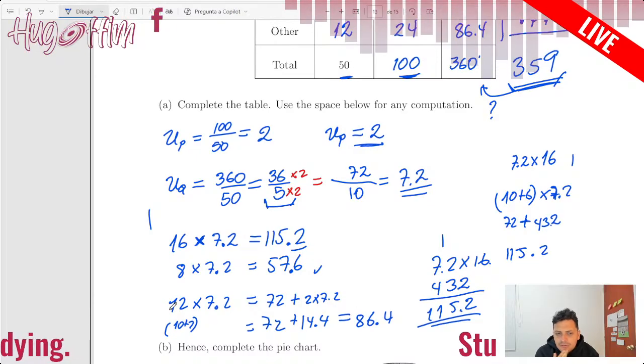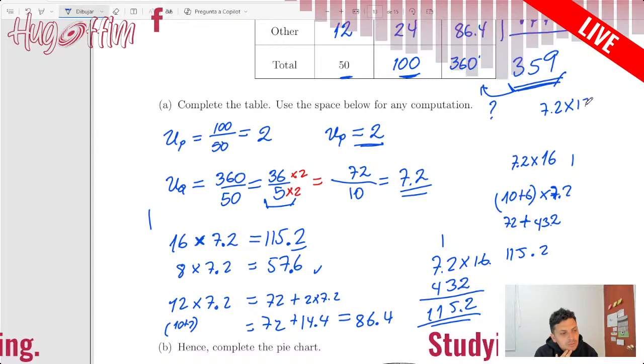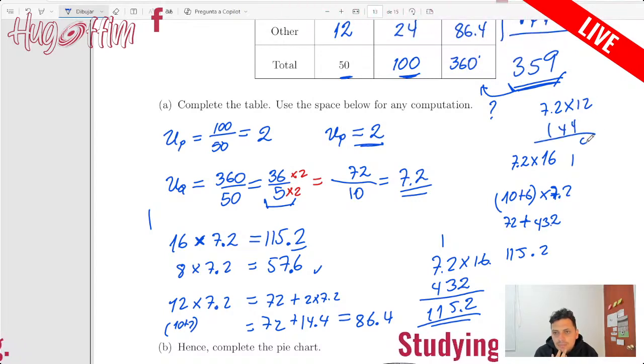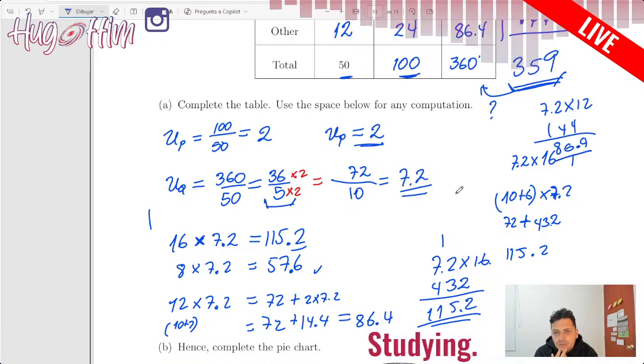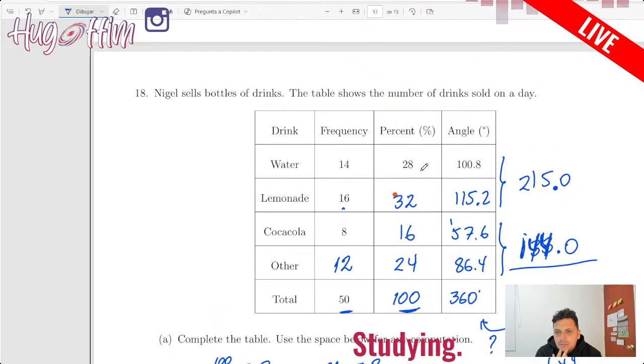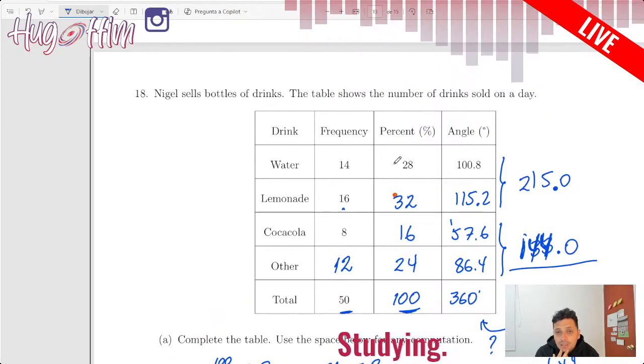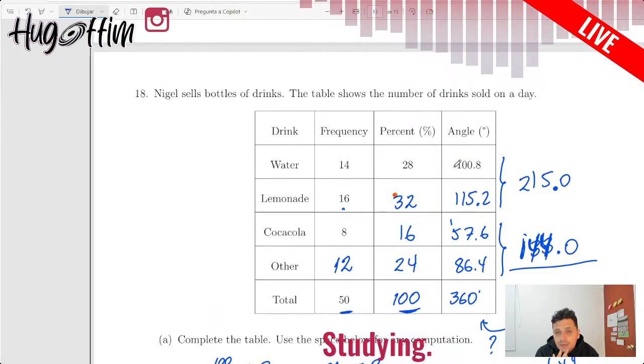I'm going to check if it's correct again. I'm going to use another method. 7 times 2 times 12. 2 times 2, 4. 2 times 7, 14. 4, 4 and 2, 6. 7, 1, 86.4. Yeah. I mean, the only thing is that this one is not correctly operated.